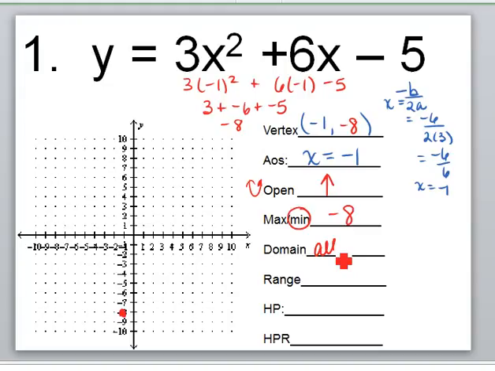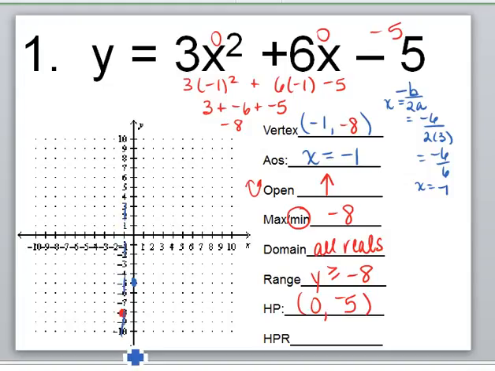We know that all parabolas have domains of all reals. We know that this is opening up, so the range is y has to be greater than or equal to negative 8. My helper point can be figured out by plugging in 0. And when you plug in 0 up here, you get 0, 0, minus 5. So I know my helper point is 0, negative 5. So I'll go ahead and graph that. Your axis of symmetry is right here. So when we fold it in half, the other helper point will be directly across from it, the same distance away. So negative 2, negative 5 is the other second helper point. And then I can sketch the graph.